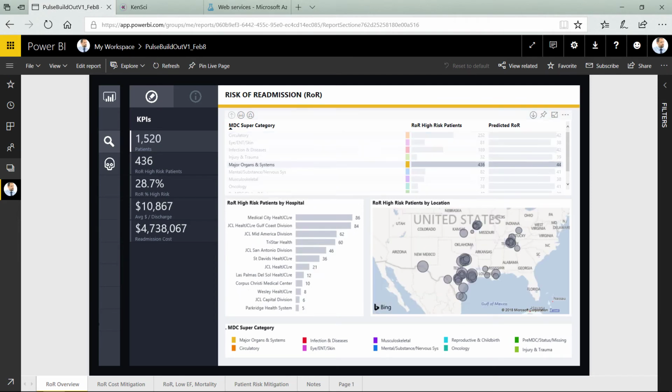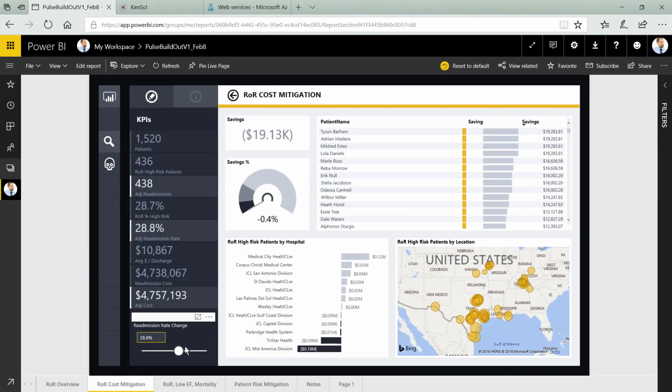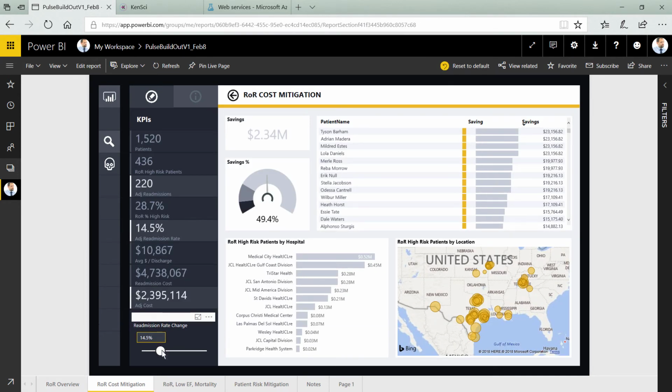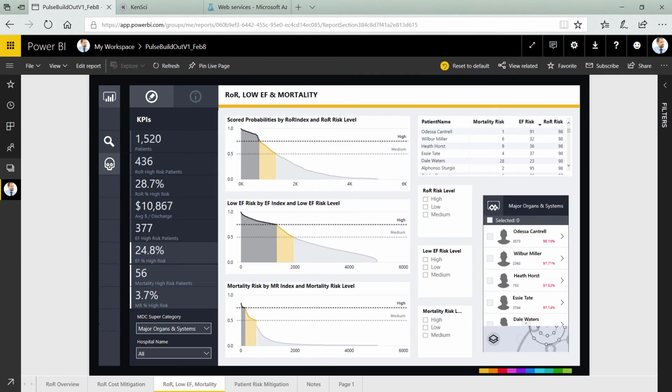In this case, to see how diseases of the heart affect cost, Sergio filters on major organs and systems. He can even drill through to a cost mitigation report to forecast how a reduced readmission rate would affect the readmission cost. Additionally, Sergio can track KPIs around low ejection fraction and mortality.